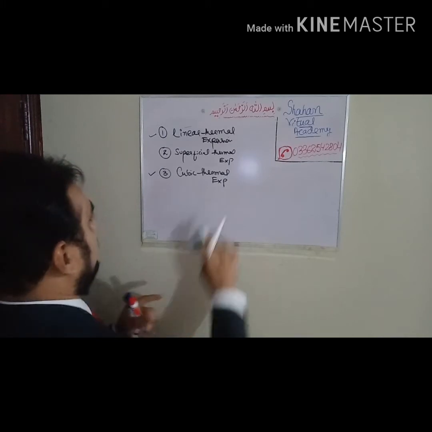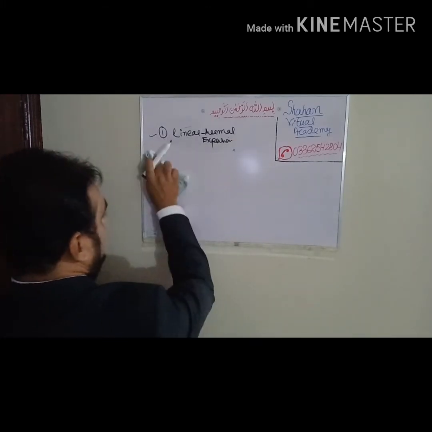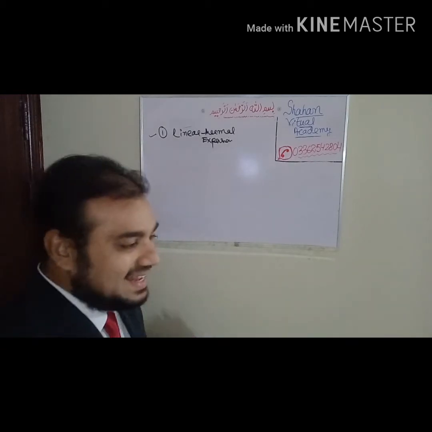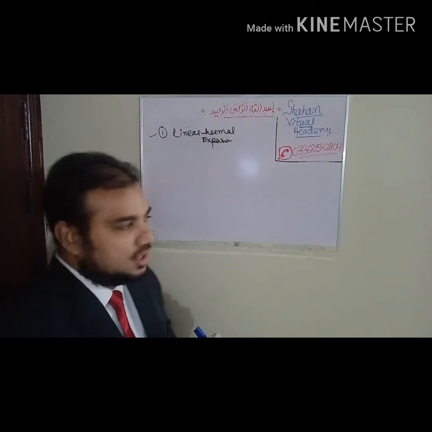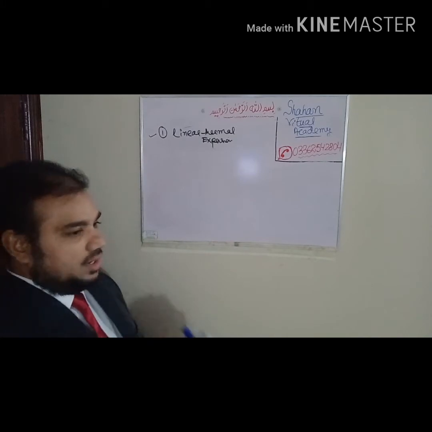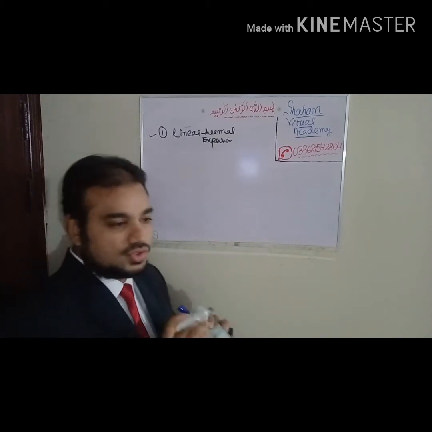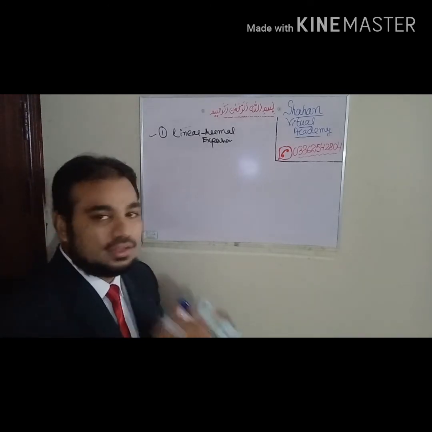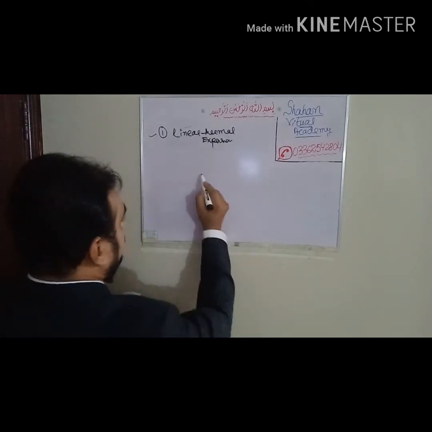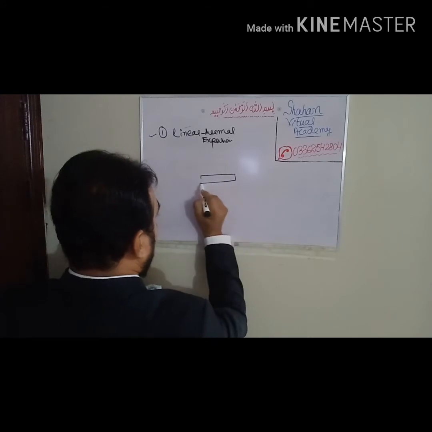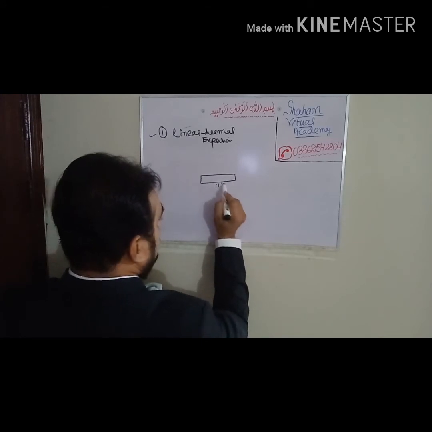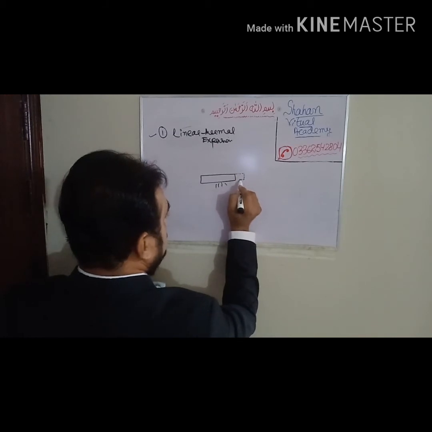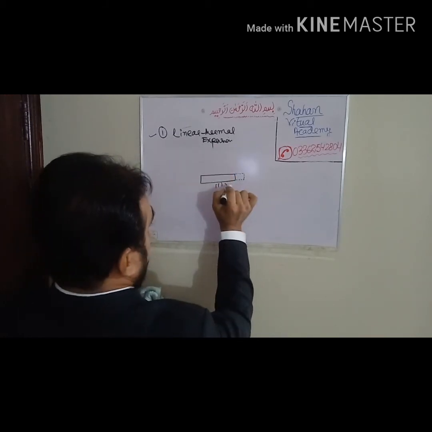Let's get started with linear thermal expansion. It's simple. When we give heat energy to a solid, there is an increase in the body lengthwise. Let's suppose this is the body. When we heat it, it increases lengthwise. This is called linear thermal expansion.